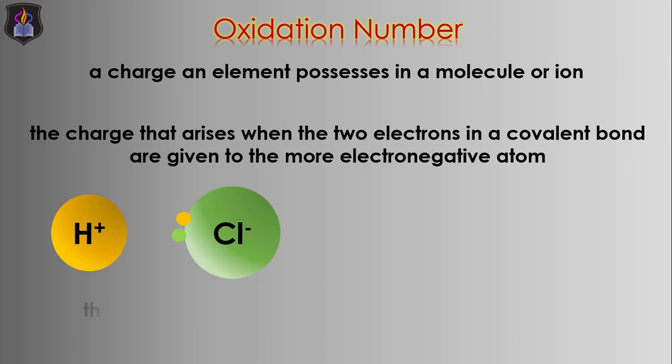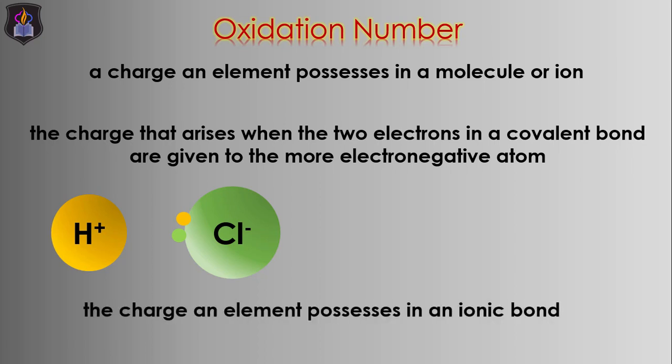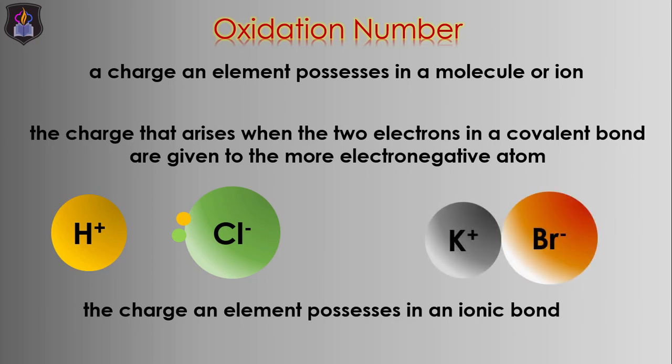It is also the charge an element possesses in an ionic bond. For instance, in potassium bromide, potassium has a charge or oxidation number of +1, and bromine has a charge or oxidation number of -1.